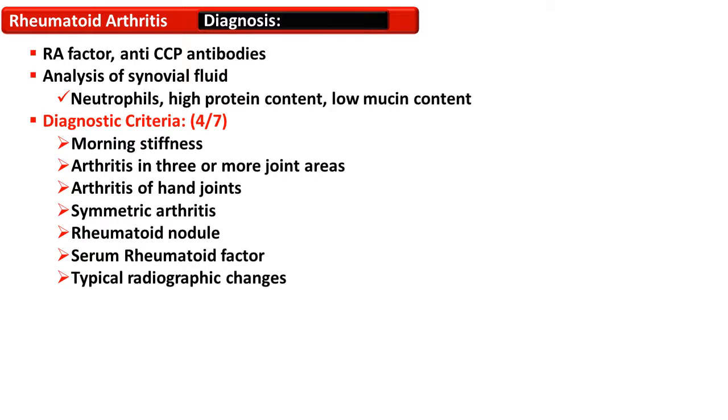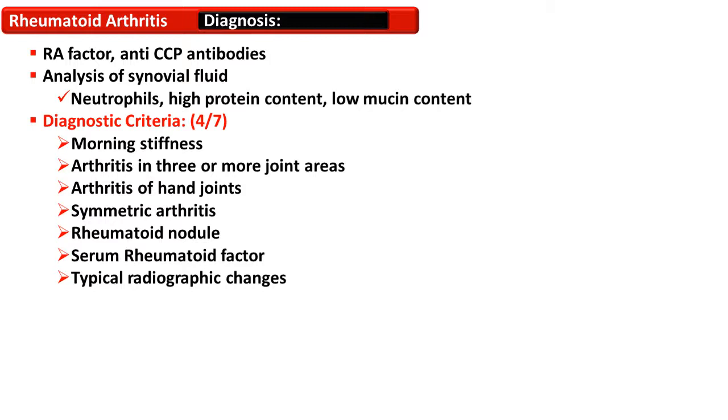Now for the diagnosis of rheumatoid arthritis, RA factor is non-specific, and though it is present in 80% of the cases, there are more false positive and false negative cases reported, but the anti-citrullinated peptide antibody is diagnostic of rheumatoid arthritis. Analysis of synovial fluid is important. There is increase in volume, increased turbidity and viscosity is decreased. The protein content and the number of inflammatory cells is very much increased, sometimes beyond 50,000 per microliter, but the majority of these inflammatory cells are neutrophils.